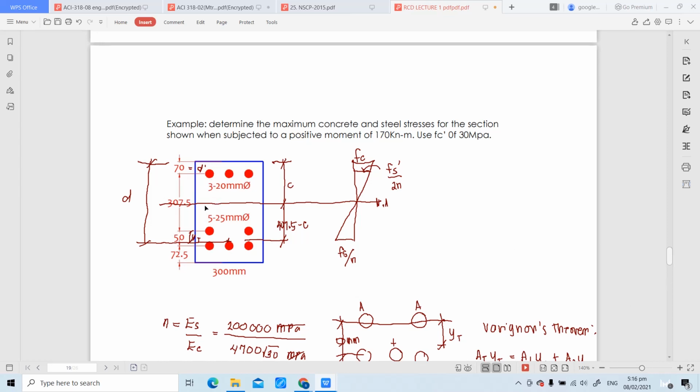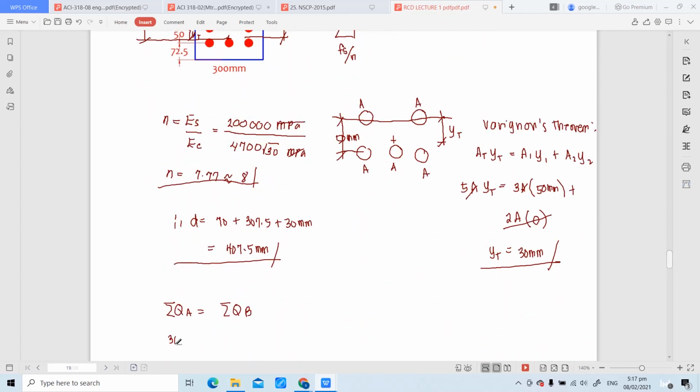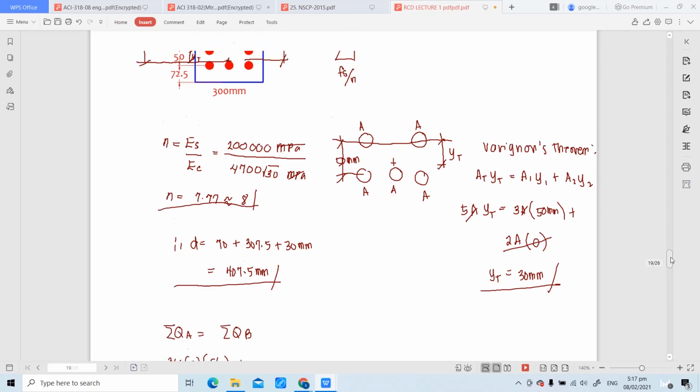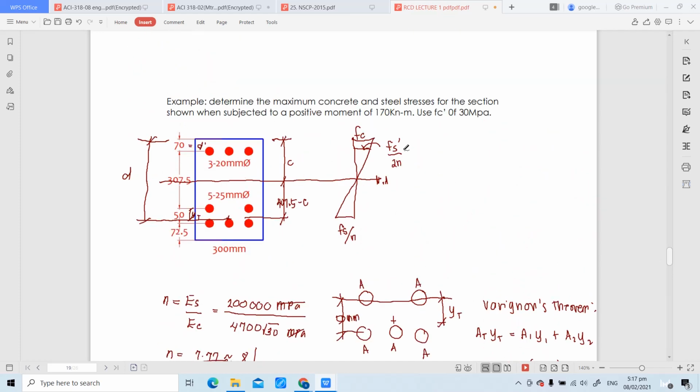Yung concrete muna, anong area niya? Base times height. Ang base ay 300, ang height ay C. And then, imumoment natin yung area nun, papunta kay neutral axis. So, the moment arm is half of the height, yung distance ng centroid ng rectangular area papuntang neutral axis. So, that is 300 times C over 2 plus the moment of area of the steel bar above the neutral axis. Sabi nga natin, nakamultiply dapat yan ng 2n minus 1, para matransform natin yung cross-sectional area ng steel bar into an effective area of concrete.